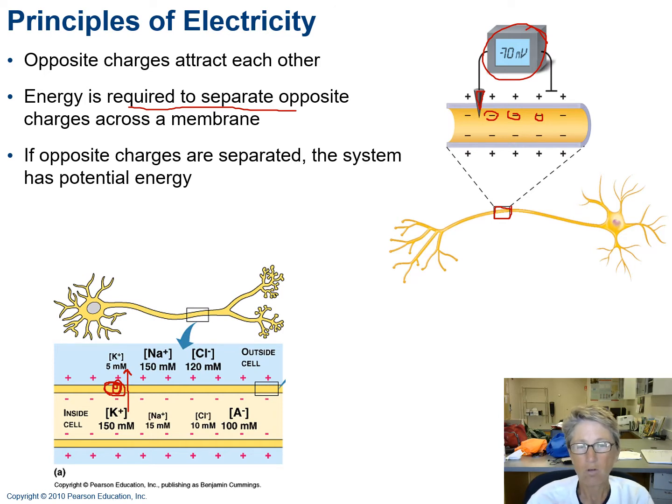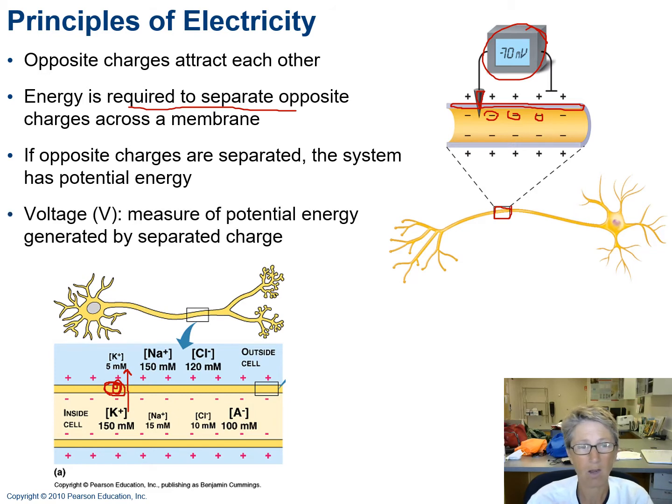If the opposite charges are separated, then the system has potential energy. So because the plasma membrane here is separating the positive and negative charges, there's potential energy. That means the energy is stored in these ion gradients. And if you open those gates to let the ions flow, then the potential energy can turn to kinetic energy. And then the last bullet says voltage is a measure of potential energy generated by separated charges. So voltage is just a measurement of this potential energy, and you can read that on a voltmeter.